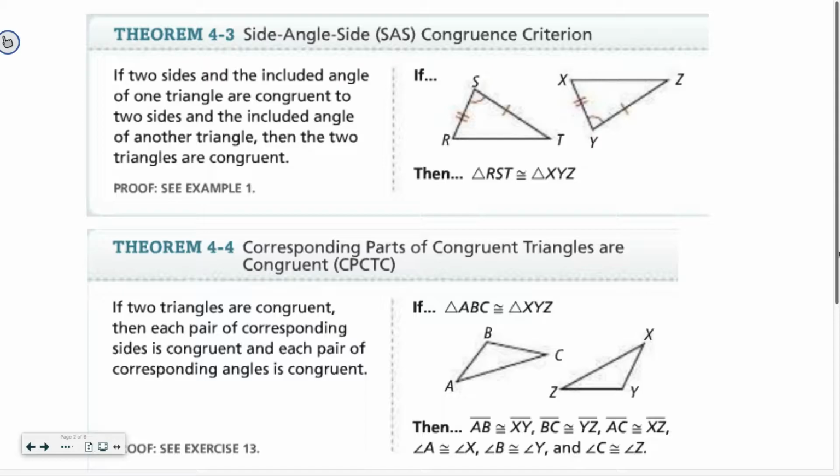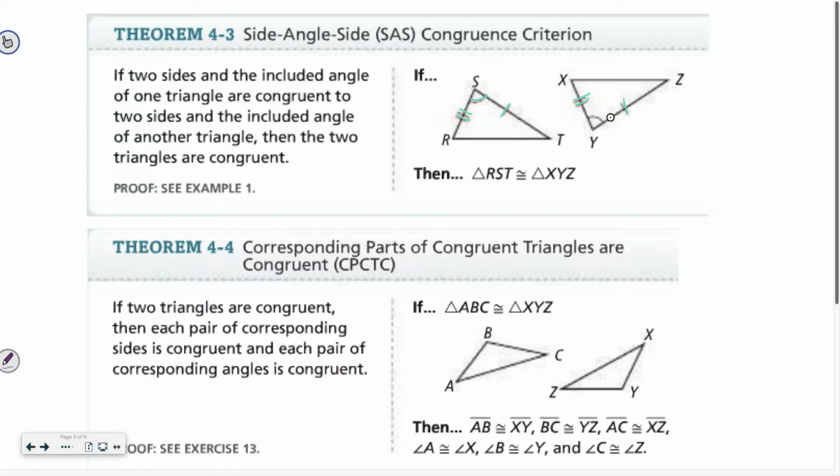So let's look first at our theorem 4.3, side angle side, or you'll always hear me say SAS, or almost always. I use it frequently. Side angle side is when you have two separate triangles, and you can see that we have two congruent sides. So in this picture, ST is congruent to YZ, and then RS is congruent to XY. That's what our diagrams show us. And then between those two sides, the angle formed by those two sides is called an included angle.